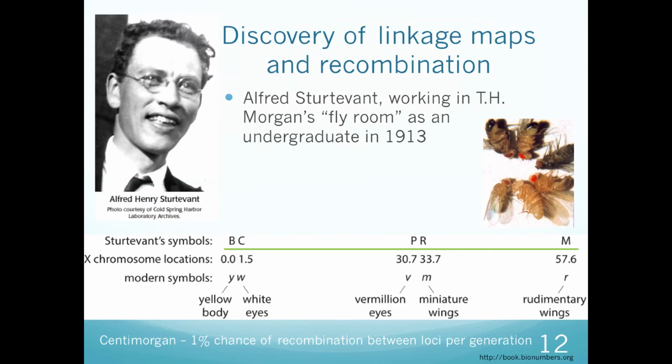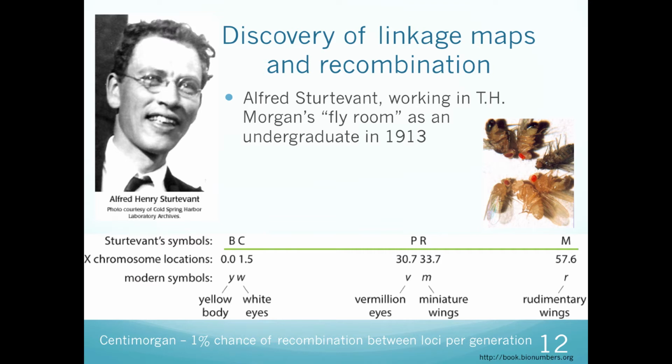Because loci that are close to each other are less likely to recombine, and loci that are far apart from each other are more likely to recombine, it's possible to create what's called a linkage map of a chromosome without actually ever looking at the chromosome itself.